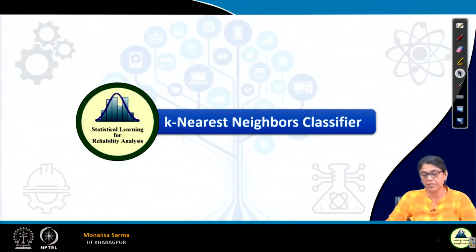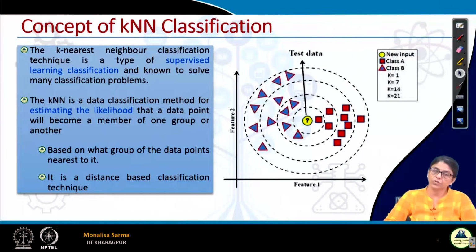Now the k nearest neighbor classifier to start with. First of all, as I have already mentioned, we are discussing only supervised classifiers in this course. Under supervised classifiers there are different classification techniques: statistical based, distance based, error based, then decision tree based. So KNN is also a k nearest neighbor classification technique. It is a type of supervised learning classification and it is very widely used to solve many classification problems.